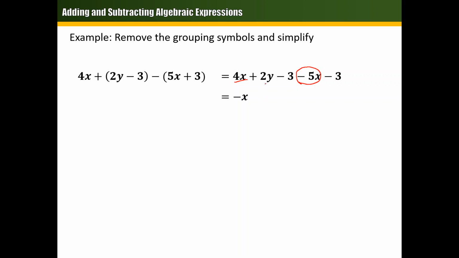Meron bang term na similar sa 2y? Wala, so copy mo na lang yan. Now, negative 3 and another negative 3. I-add mo lang yan. So, utang na 3 and another utang na 3. May utang kang 6. Utang na 6, so you have negative 6.